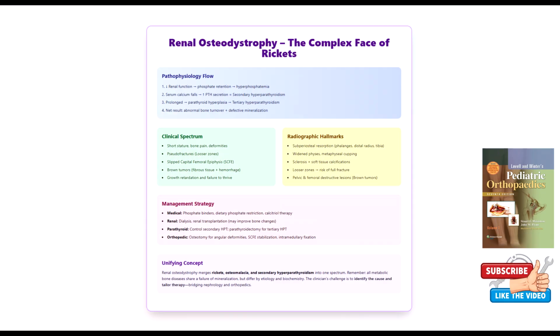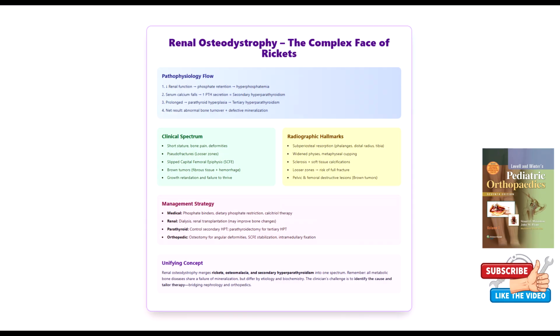Successful renal transplantation often improves the skeletal manifestations, but as I mentioned, if the parathyroid glands have already become autonomous, tertiary hyperparathyroidism may persist, sometimes necessitating parathyroidectomy. Orthopedic intervention is often required for deformities.